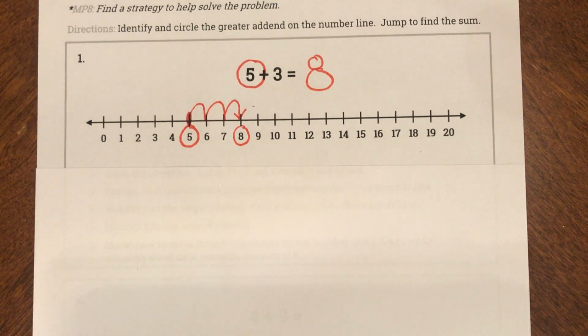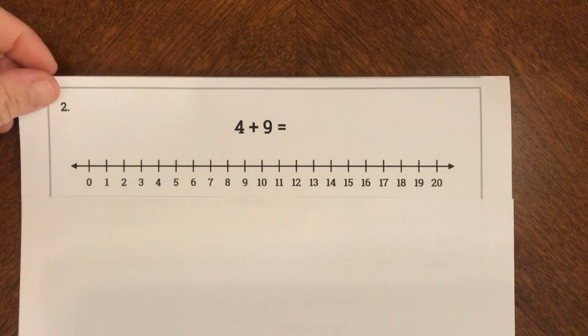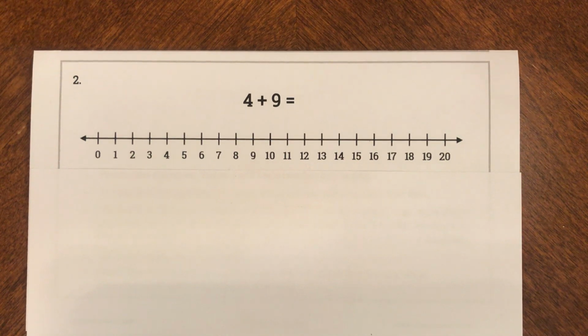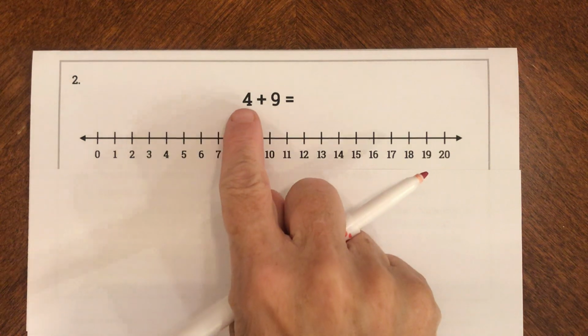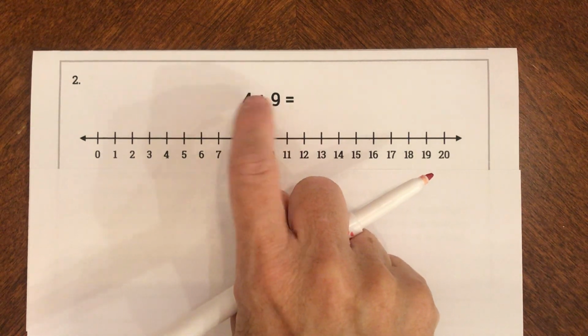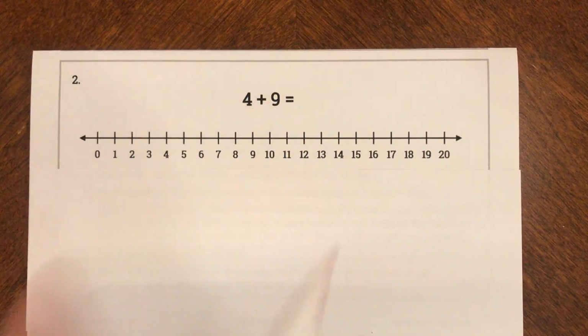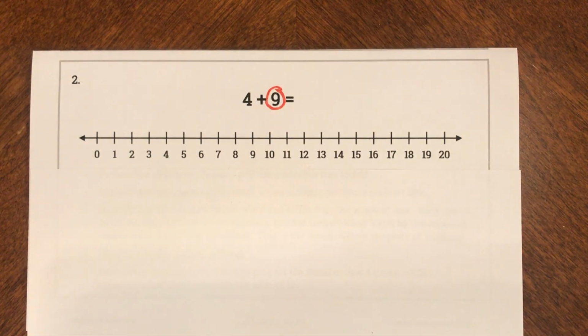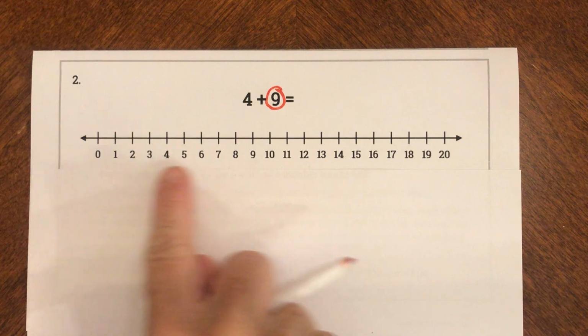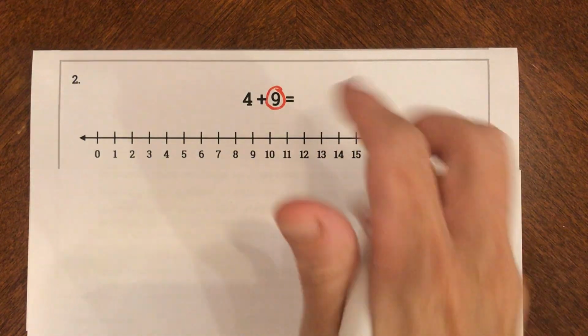Okay, boys and girls, I'm going to show you another one of these. Here's my next one. And I'm going to follow those same steps. My first step said that I'm going to identify and circle the greater addend. So 4 plus 9, which one's greater, the 4 or the 9? Isn't the greater one 9? So I'm going to find 9 on my number line.